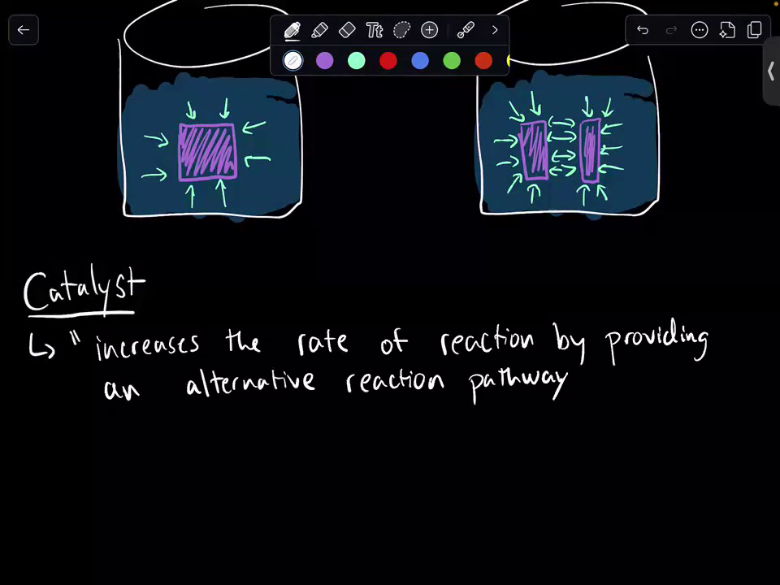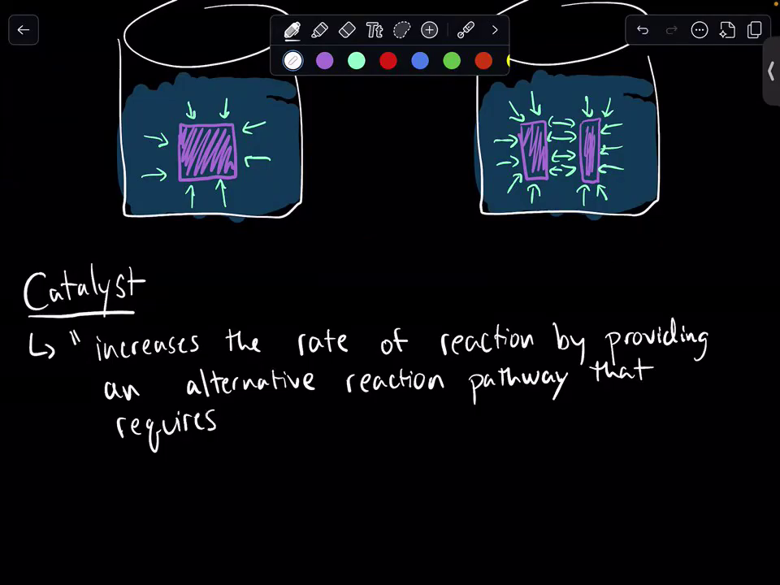So that's the first part of it that requires a lower activation energy. So a catalyst, all it does is allow the particles to react with a lower activation energy. So it does something that allows the particles to not need as much energy input to react.